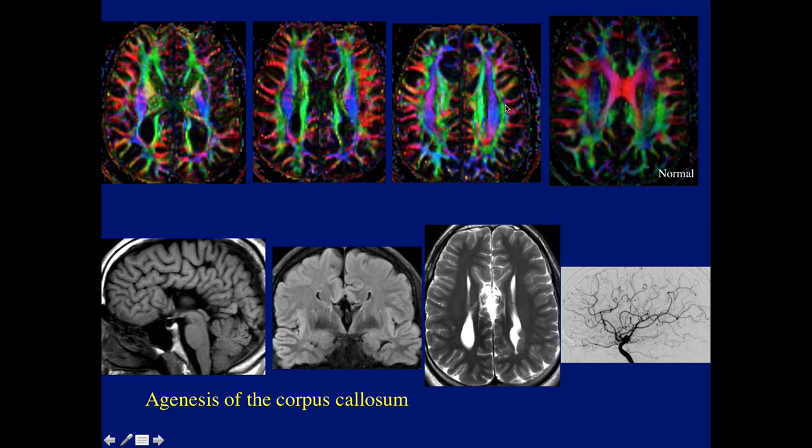What's wrong in this patient? Anybody? Correct. As Anshu said, no corpus callosum, no red fibers crossing. This is a patient with agenesis of the corpus callosum. So again, normal, no fibers here.